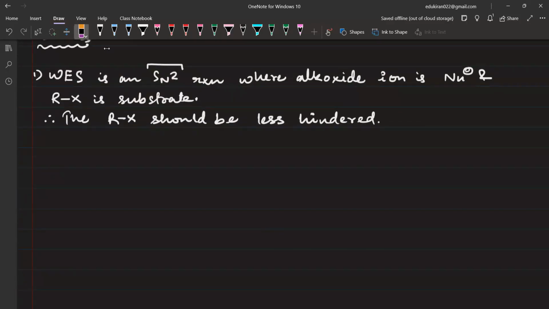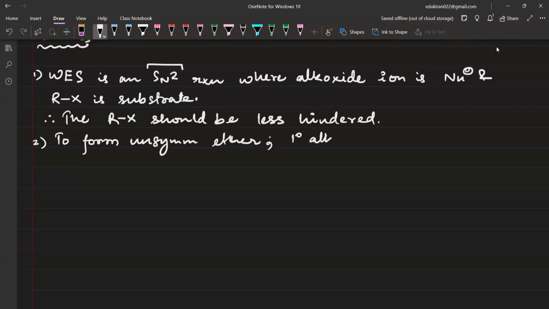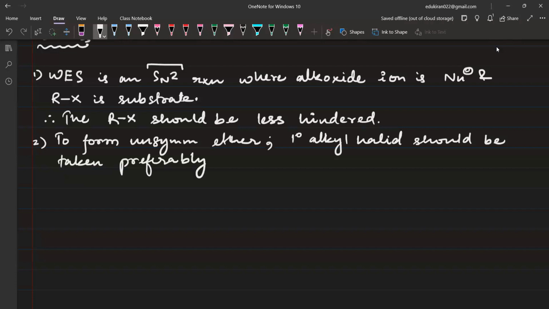तो यानी कि आपको अगर unsymmetrical ether बनाना है, ध्यान से इस पॉइंट को लिखिएगा, आपको समझ में आ जाएगी बात। Second one, please write: to form unsymmetrical ether, 1 degree alkyl halide should be taken preferably. 1 degree alkyl halide क्यों लेना चाहिए? क्योंकि it is an SN2 reaction, and in SN2 the haloalkane, the substrate, should be less hindered.